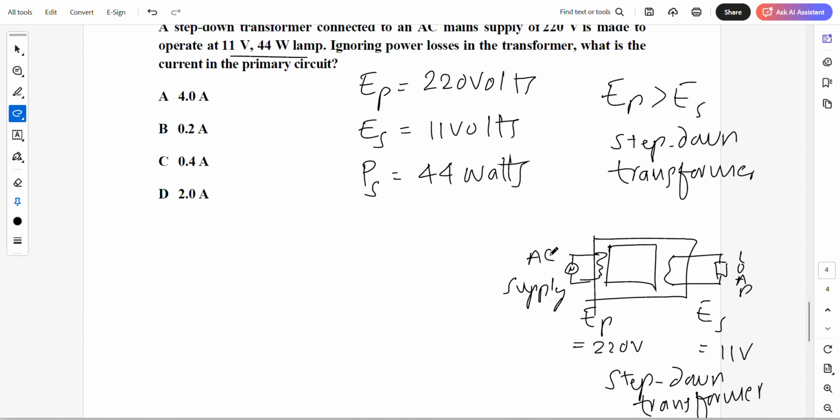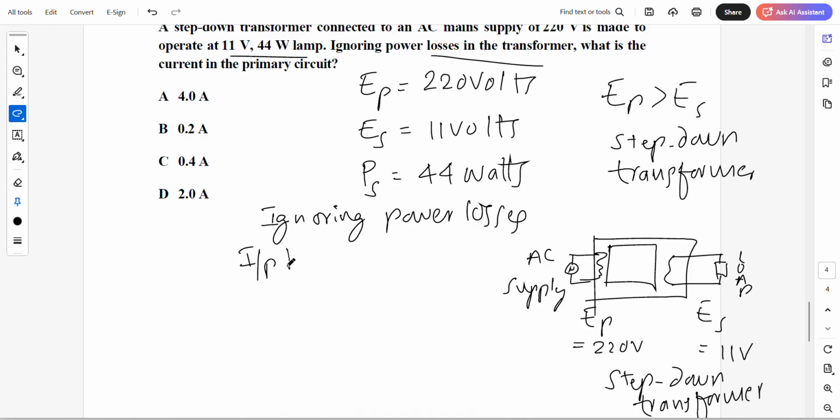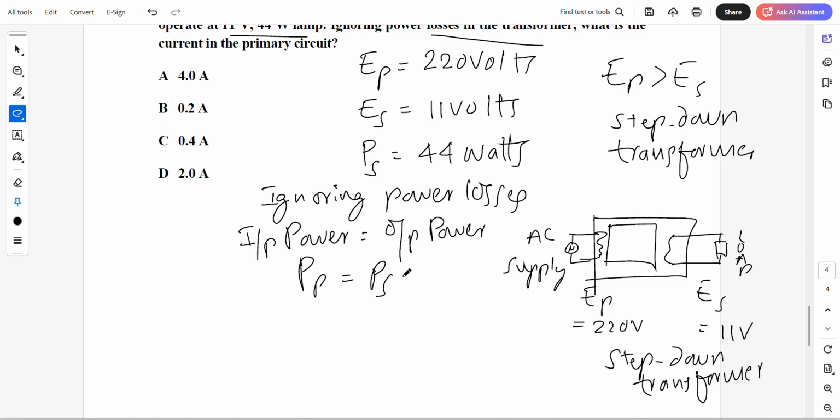Anyway, what they are asking: ignoring power losses in the transformer. What does it mean? Ignoring power losses means that input power is equal to output power. PP is equal to PS. How much is PS? PS is given as 44 watts.